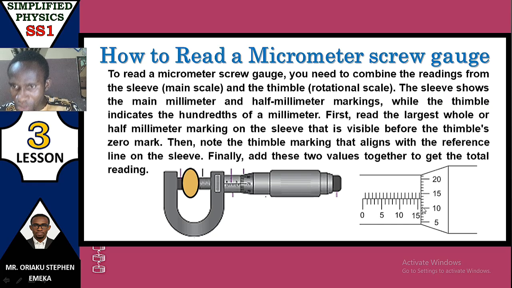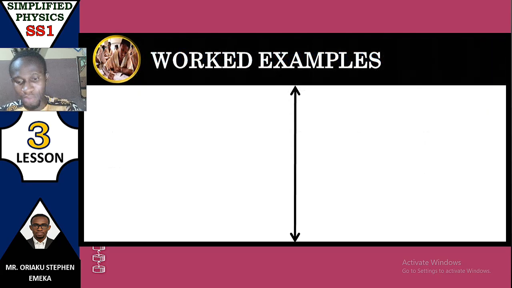Now we come to the thimble reading, which is the circular reading. We look for which of these aligns with the center line of the main scale. What aligns to this place? You see this is 10, 11, 12, 13. So this should be around 13. So if we want to get the reading of this, we say 15.5 plus 0.13, and that is going to give us 15.63. Okay, so let's go to an example under this.